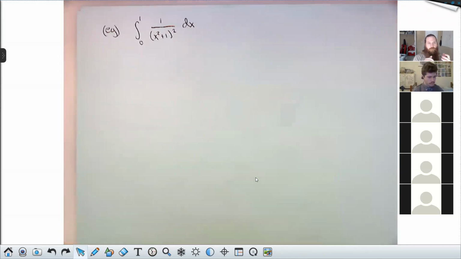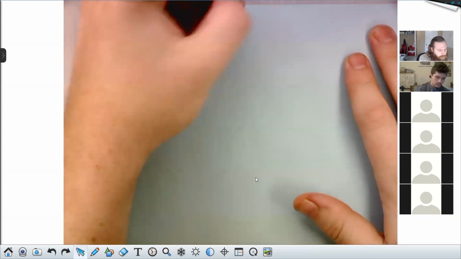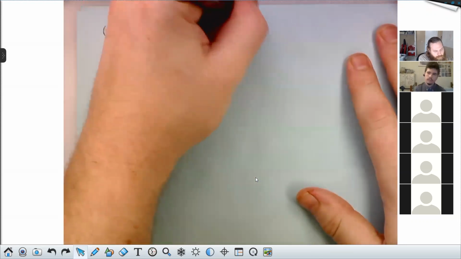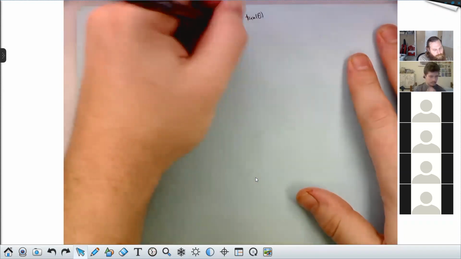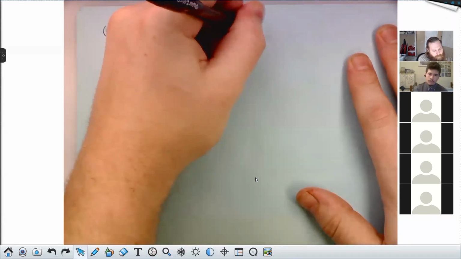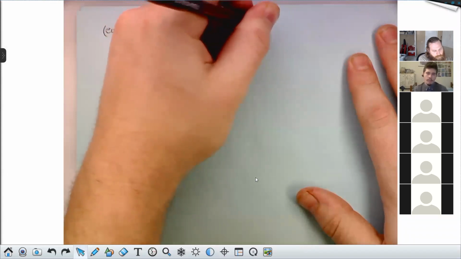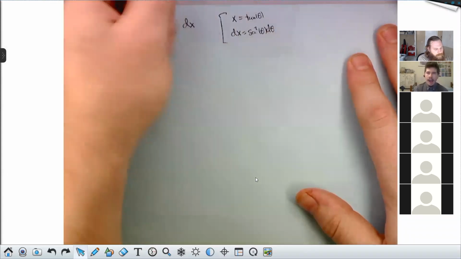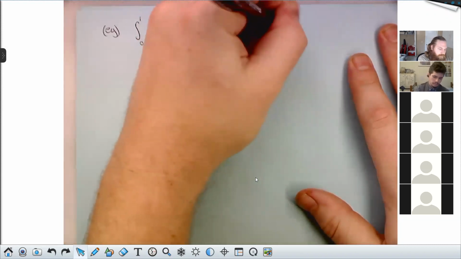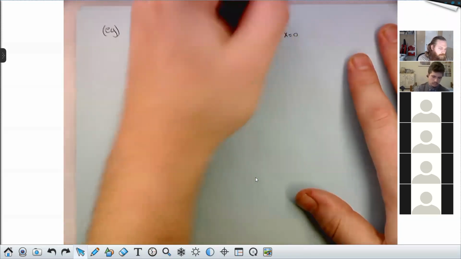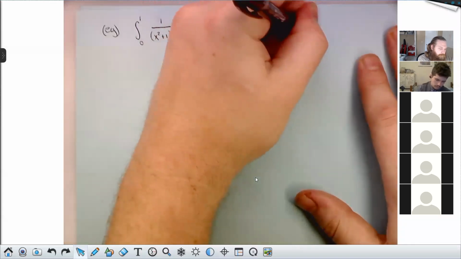So the good news is with a definite integral, you don't need to draw the triangle, but you do need to change your bounds, and changing your bounds here requires knowing your inverse trig. I will require you to change your bounds with trig sub the same way I do with u sub. You must do it. The substitution here is x equals tan theta, which means dx is going to be secant squared theta d theta. And our old bounds were x equals 0 and x equals 1.